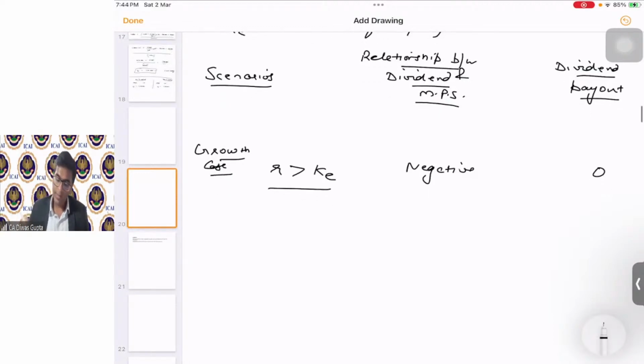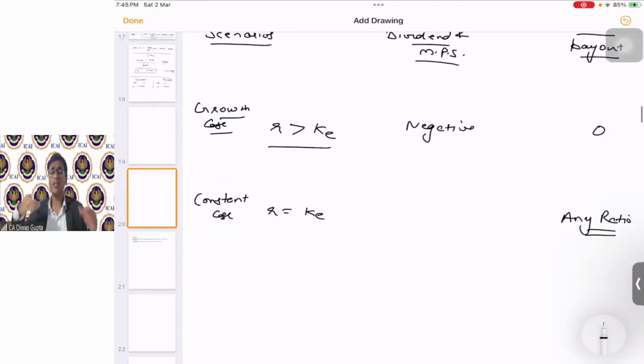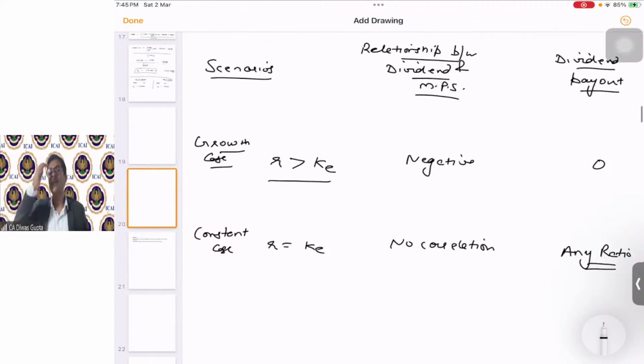Okay. Then, constant case, wherein R is equal to KE. Here, dividend can be paid in any ratio because it is indifferent. Whatever shareholders are expecting, the company is giving them. Now, shareholders are okay if the company keeps the money with them or pays it to them, right? So there is no correlation. So there is no relationship between dividend and MPS. Whatever dividend you pay, MPS will not have any impact.